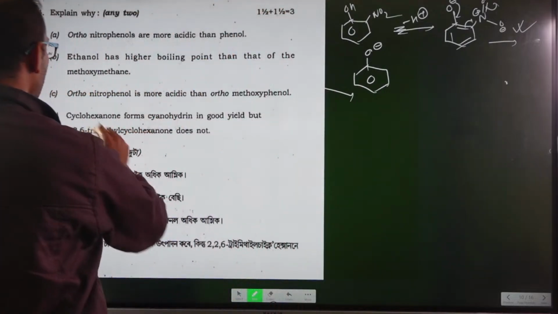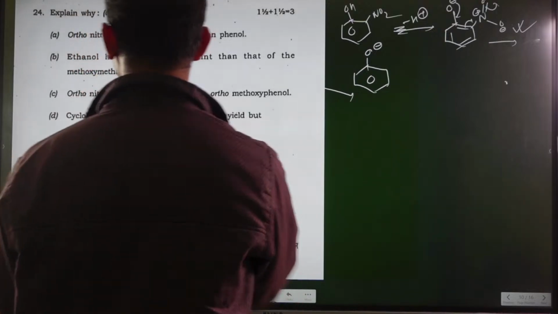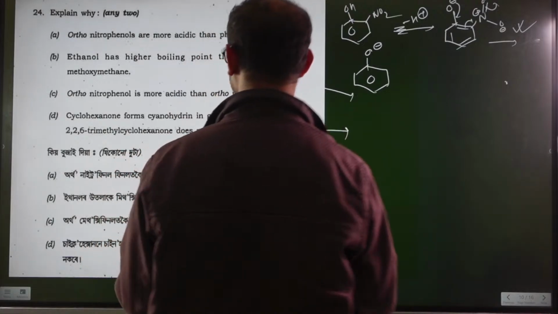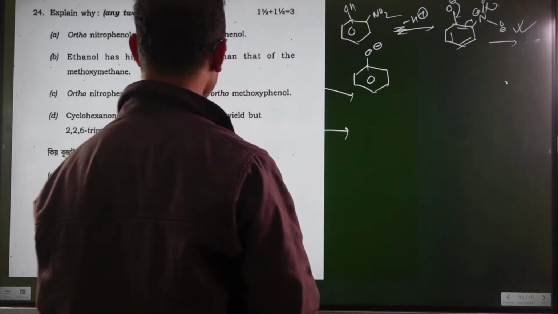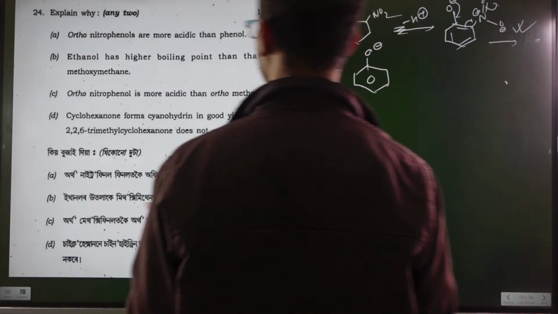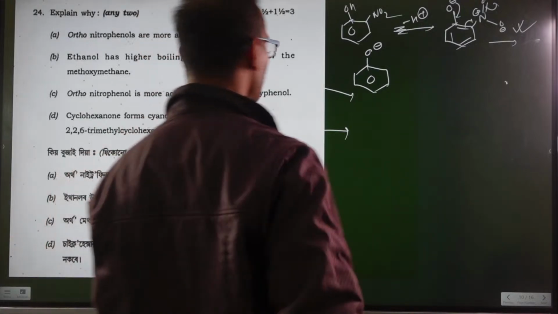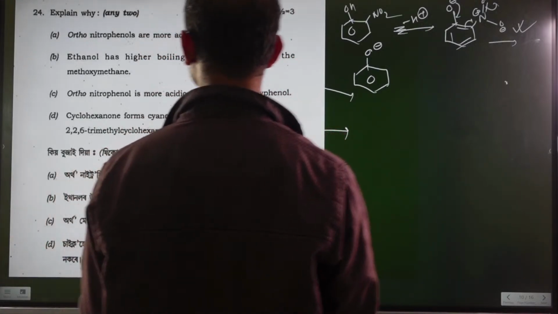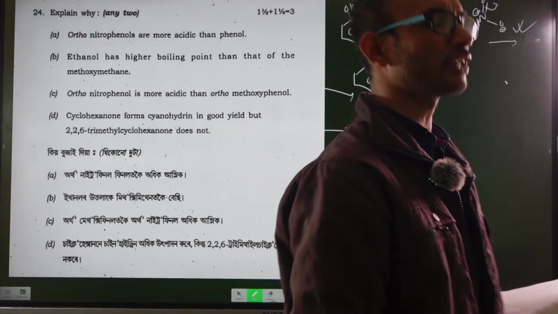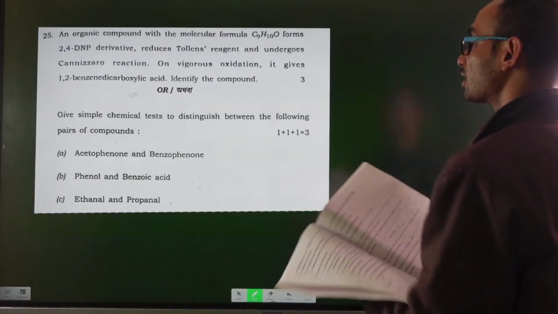And in the D case, cyclohexanone forms cyanohydrin in good yield, but 2,2,6-trimethylcyclohexanone does not. This means cyclohexanone forms cyanohydrin in the reaction with HCN, but this does not form cyanohydrin because this is a sterically hindered ketone. Therefore, it does not undergo nucleophilic attack. Okay, this is the basic difference.